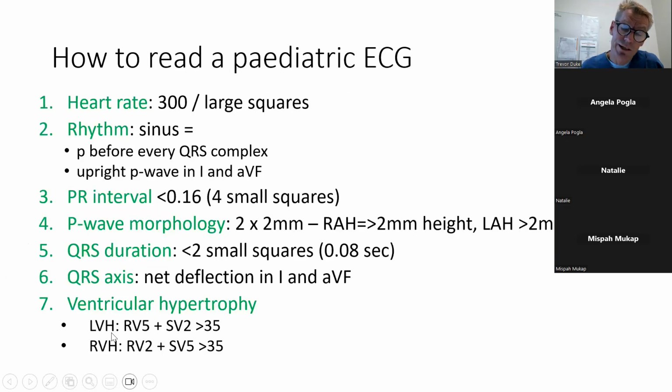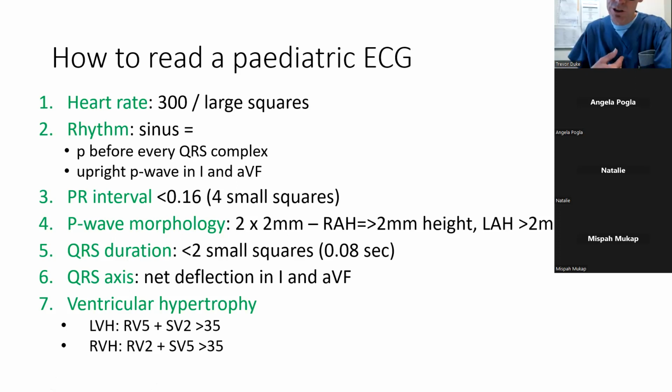I didn't go through these, but to know whether a child's got ventricular hypertrophy, you simply look at V5 and V2. I should explain, V2 is one of the chest leads, and V2 goes in about here. So that's looking directly down on the right ventricle. V5 is out here, when you put the leads on, and it's usually looking at the apex of the left ventricle.